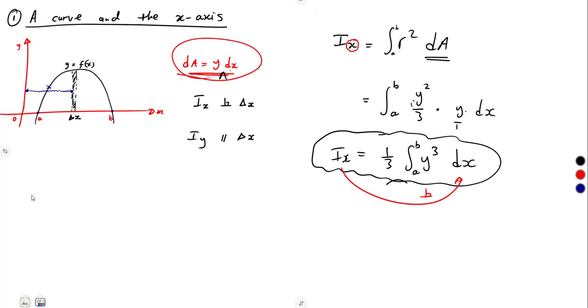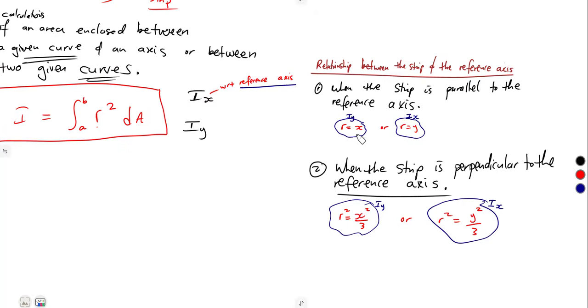But if it is Iy that you're calculating, with respect to y, you check the strip. It is for x. So these two, the y-axis and the strip, they are parallel to each other. So if they are parallel, what's the relationship? R is equal to x or R is equal to y. Since we are calculating for y, R is equal to what?